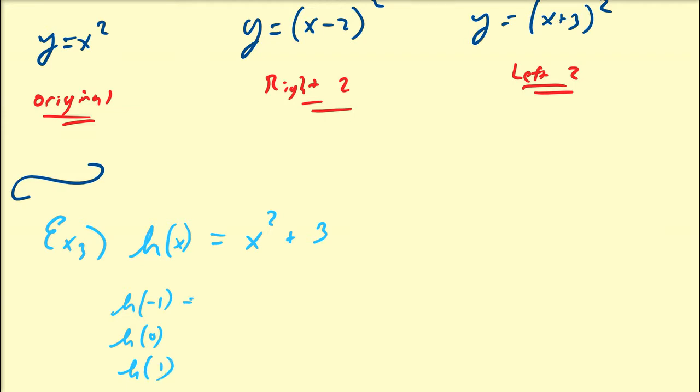So this is going to be equal to -1 squared, that's going to be 1 plus 3. 0 squared is going to be 0 plus 3. And 1 squared is going to be 1 plus 3. So that's going to be 4, 3, and 4.